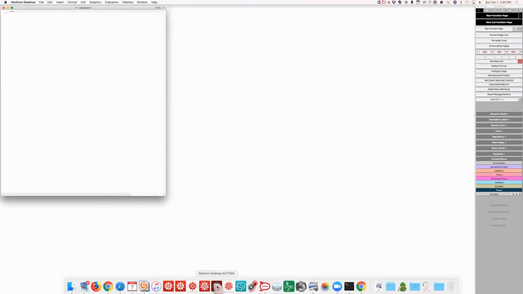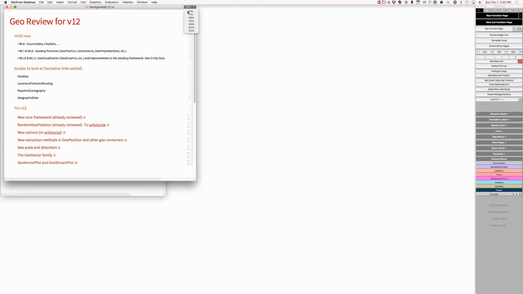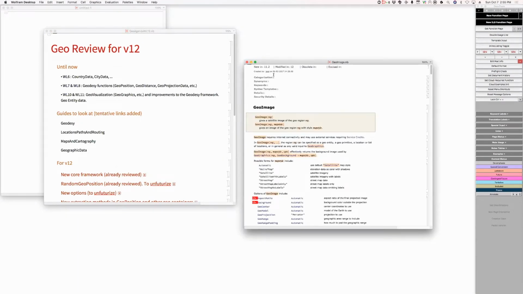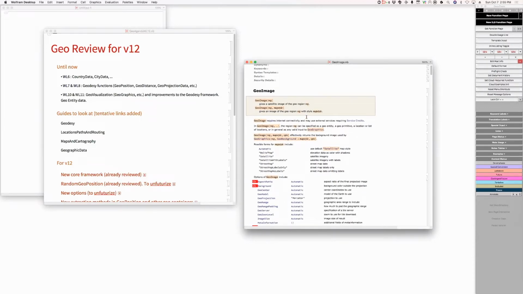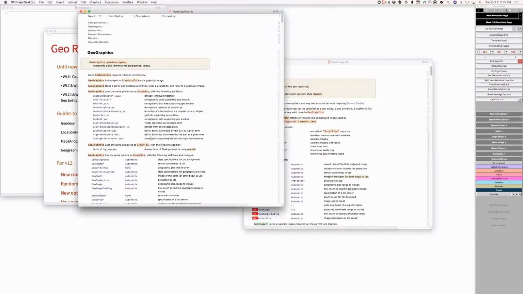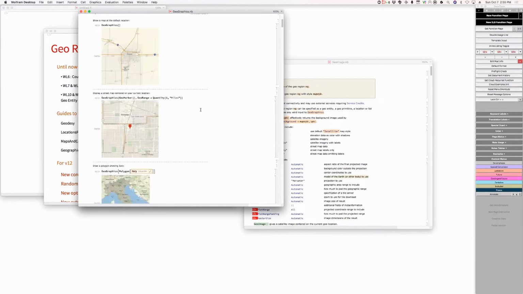Okay, hold on. All right, so we were looking at GeoGraphics and GeoImage. Let's see whether the changes we made survive. Yes. Okay, that one did survive. Okay, let's hope this file wasn't corrupted in some horrible way.